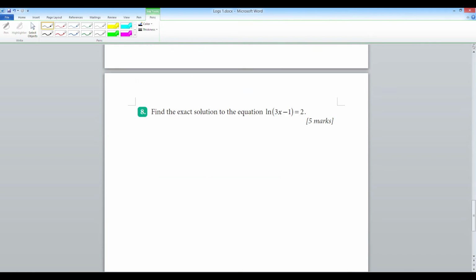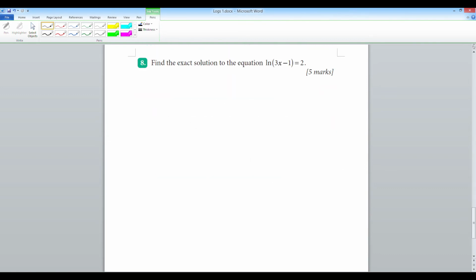Let's take a look at the last example. Find the exact solution to the equation the natural log of 3x minus 1 is equal to 2. The moment you see the word exact, it means you leave your answer in terms of e. Whatever I get for my answer, I leave it in terms of e. Do not go and work with decimals or anything like that.